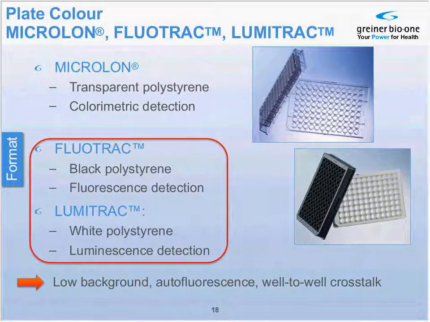An important plate feature is the color of the microplate. Transparent ELISA plates are used for colorimetric measurements. For fluorescence detection, usually black fluid plates are used, whereas luminescence assays are run in white plates. Pigmentations, black and white, help to overcome the drawbacks linked to fluorescence and luminescence-based assays, which are high background, autofluorescence, and well-to-well crosstalk.